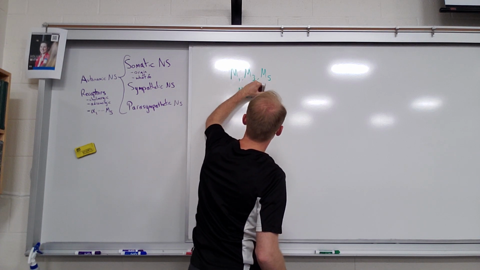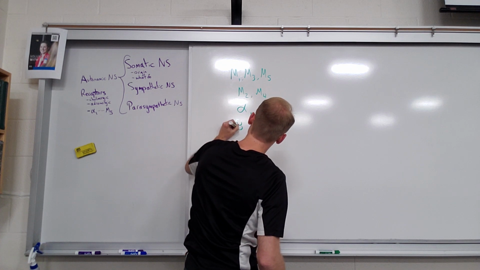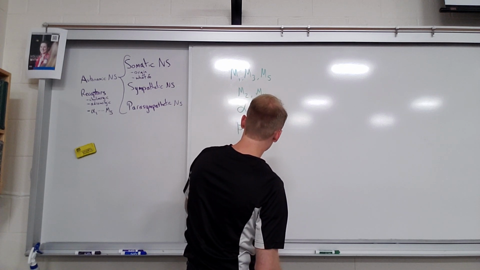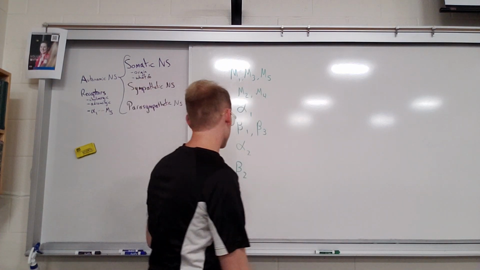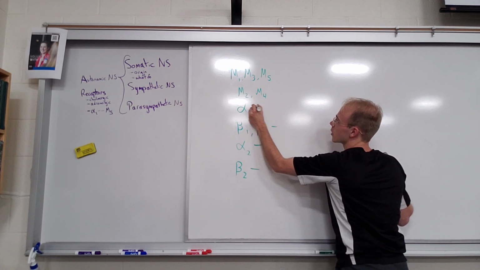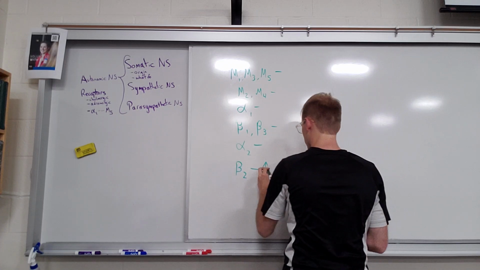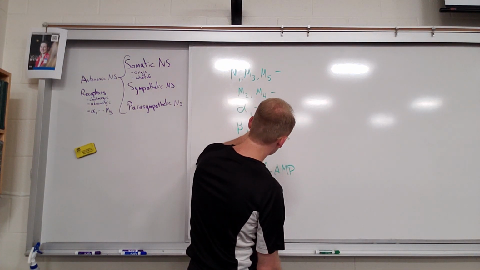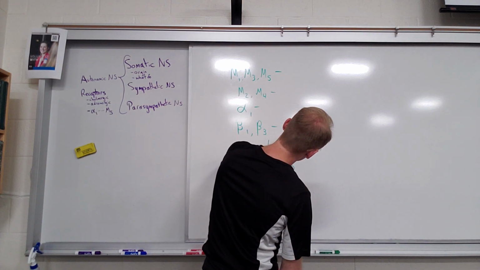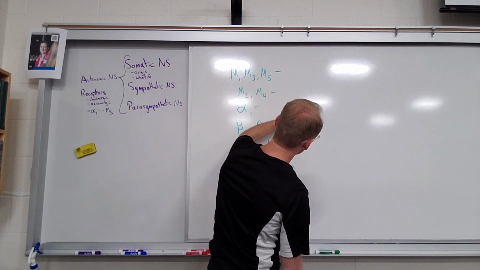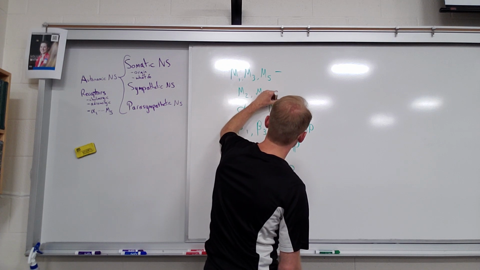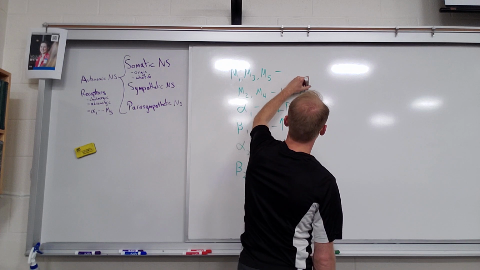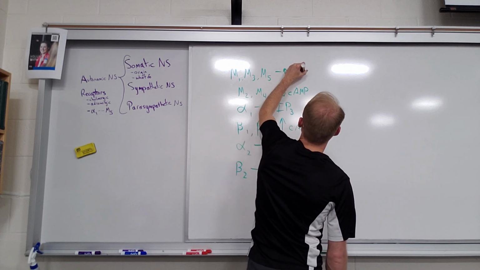Okay, so we have M1, M3, M5, M2, M4. We have alpha 1, beta 1, beta 3, alpha 2, and then beta 2. So these do really interesting things. I'm just going to draw lines for each one. This increases the amount of cyclic AMP. This one decreases cyclic AMP. This increases cyclic AMP. This one increases what's called IP3. This one decreases cyclic AMP, and then this one increases IP3.